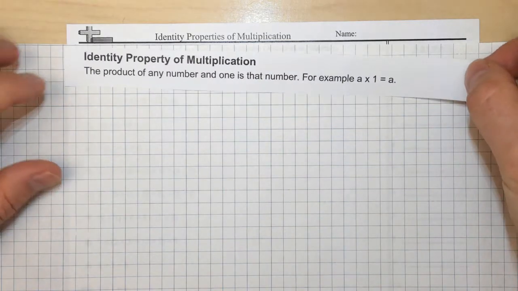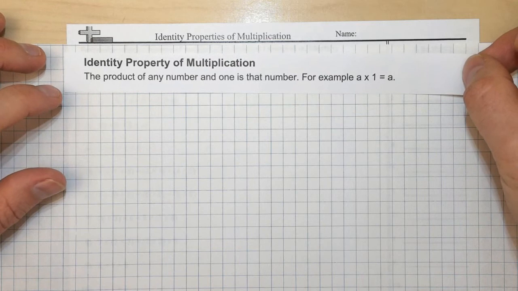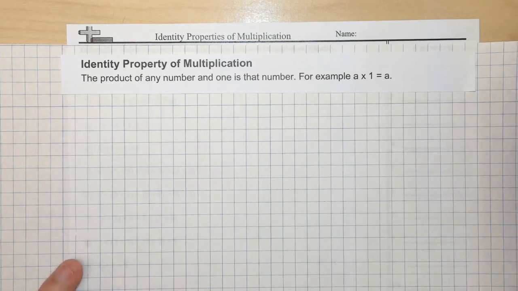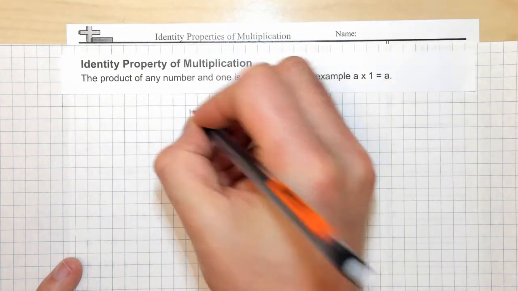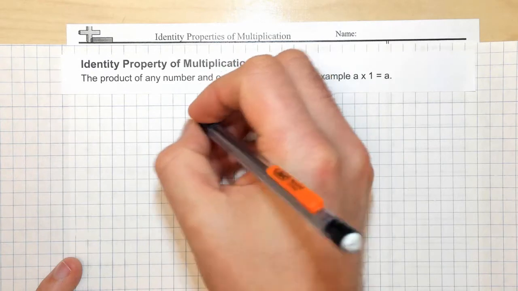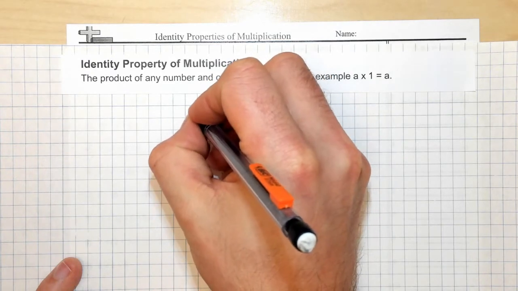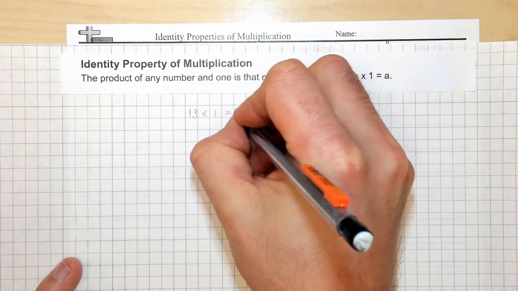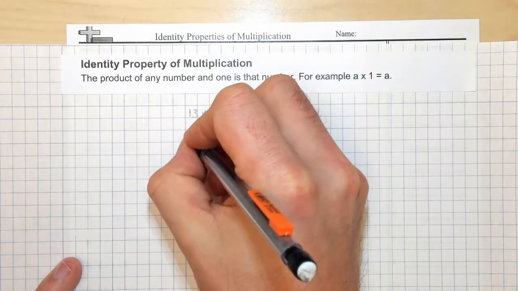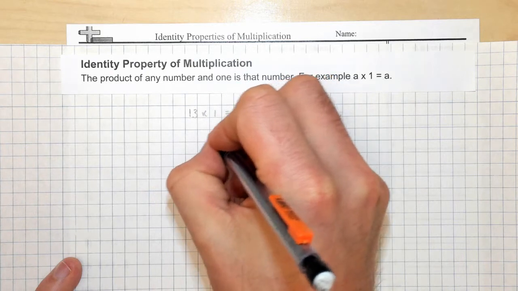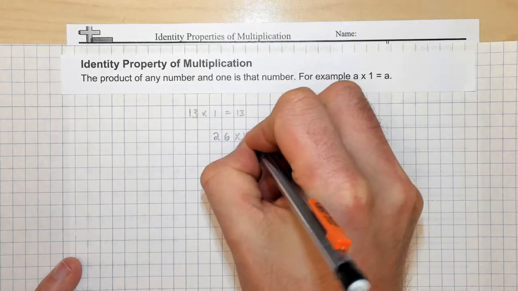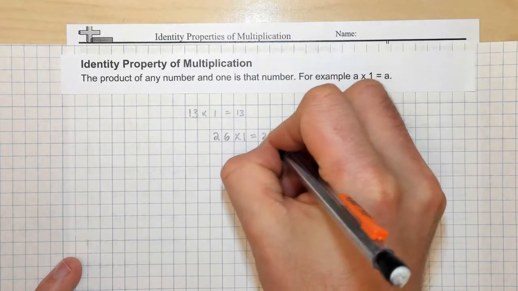Okay, so speaking of identifying, here's the first property we're going to talk about, the identity property. This is a pretty easy one, pretty basic, nothing too crazy. All it means is a number stays the same. So if we have like 13 times 1, we know it equals 13, right? If we have something like 26 times 1, we know it's 26. That's all there is to it.